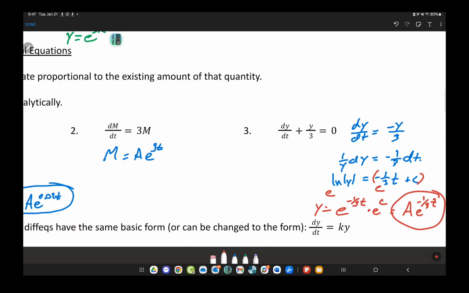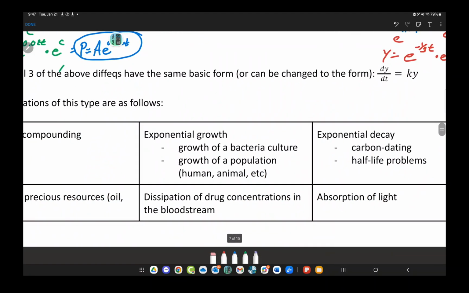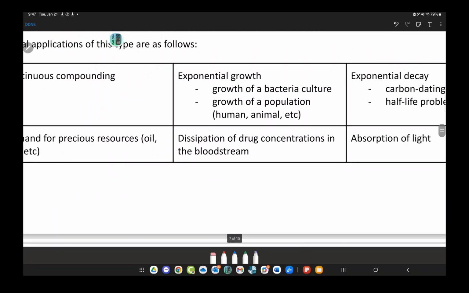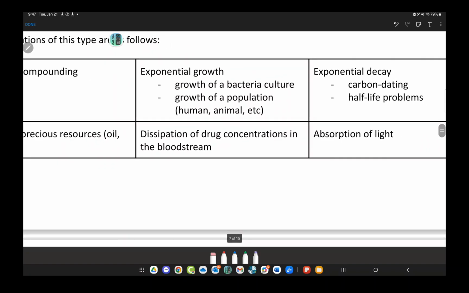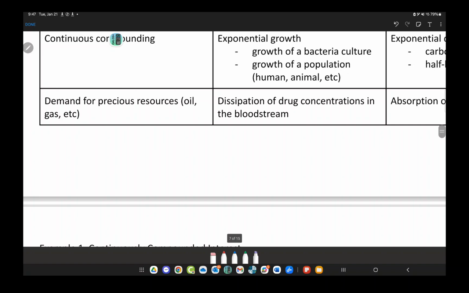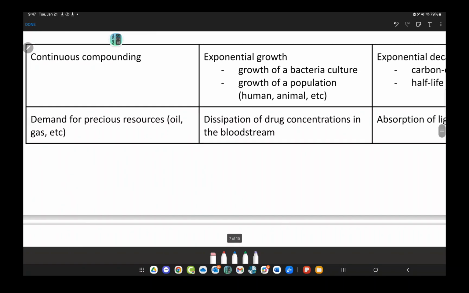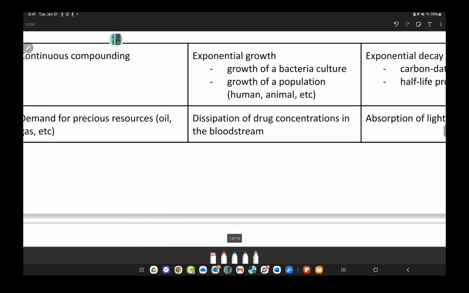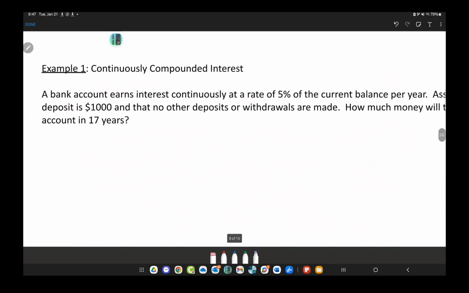So notice that all 3 of the above different equations have the same basic form, or can be changed into the form dy/dt equals ky. Typical applications of this type are as follows. Exponential growth of bacteria culture, population growth of humans, animals, etc. Exponential decay, carbon dating, half-life problems. Demand for natural resources, oil, gas, etc. Dissipation of drug concentrations in the bloodstream, absorption of light, and all those.